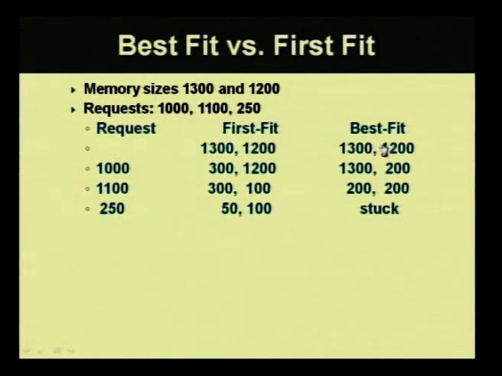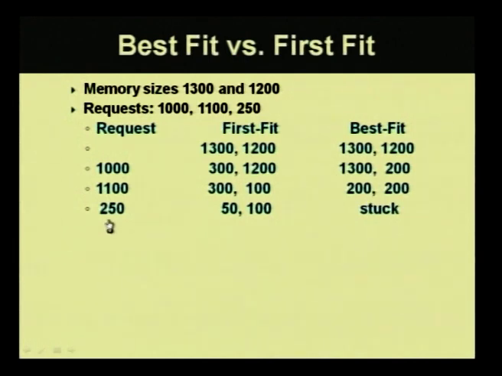The same allocation can happen in the best fit algorithm. Assuming 1300 and 1200 memory space, the request 1000 is going to be allocated to the best fit, that is, the smallest hole possible. Therefore, it is allocated to this 1200 and the remaining hole is 200. The 1100 request can then be allocated only to the other hole, because the first hole has very little space to accommodate the 1100 request. Therefore, it is allocated to this particular hole. The remaining space is 200.